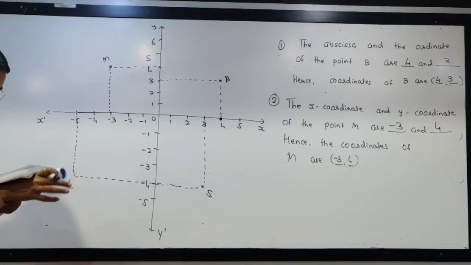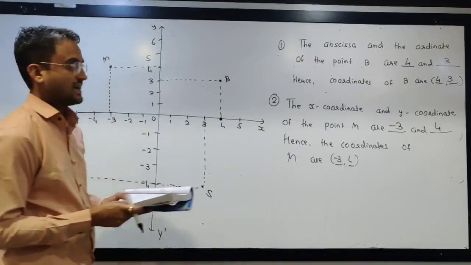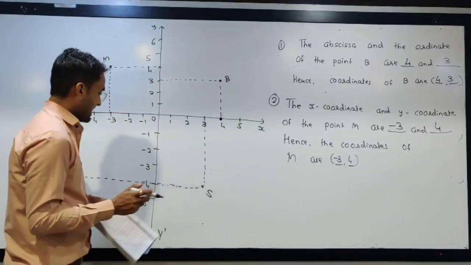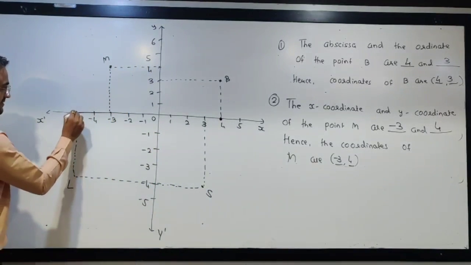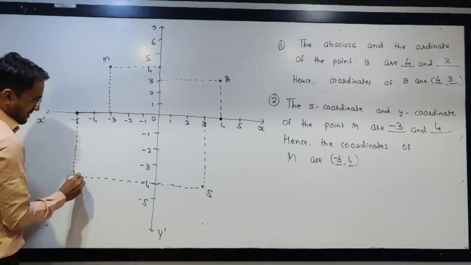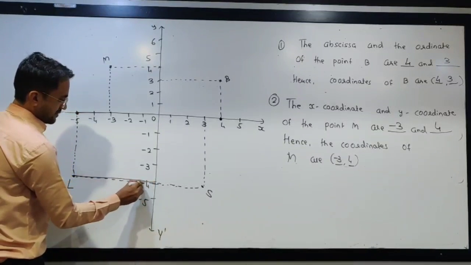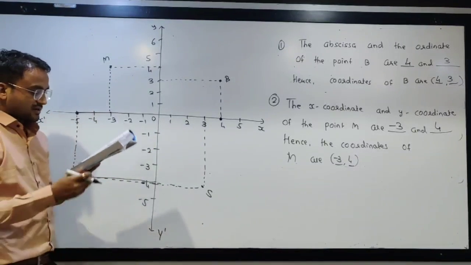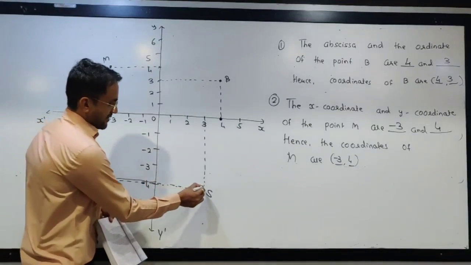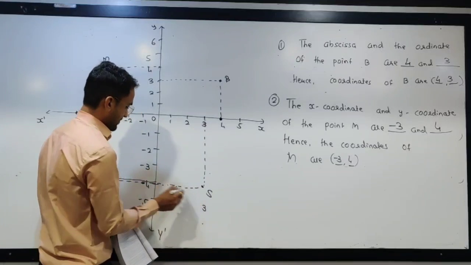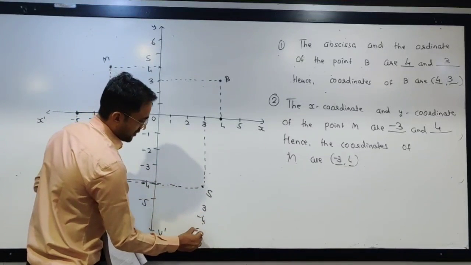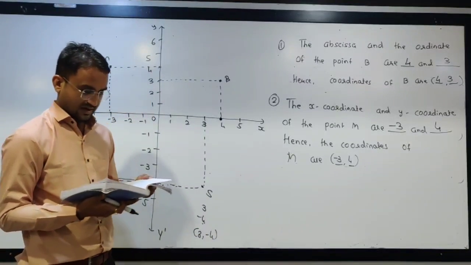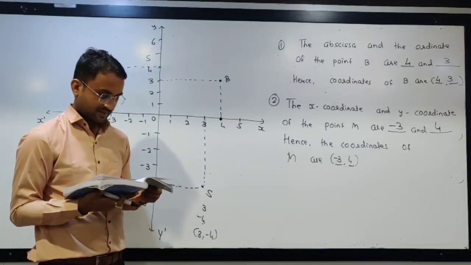Right? Now part 3. Now I am not writing the question. You can write the question from your textbook. The x-coordinate and y-coordinate of the point L: L on x, the first blank answer is -5. On y, this will be -4. And the final answer is (-5, -4). The x-coordinate and y-coordinate of the point S: the x-coordinate is 3, the y-coordinate is -4, and the coordinates will be (3, -4). So this way you can do the entire example 1.